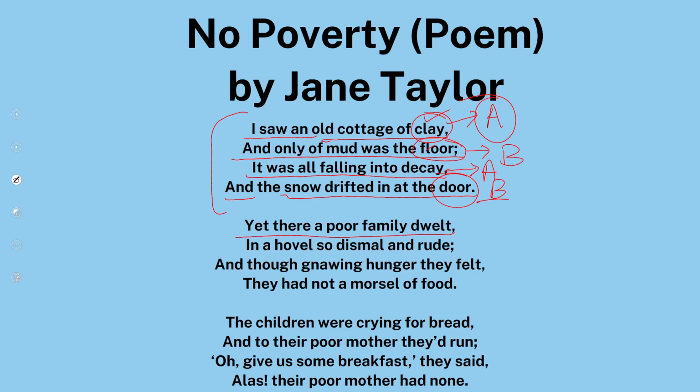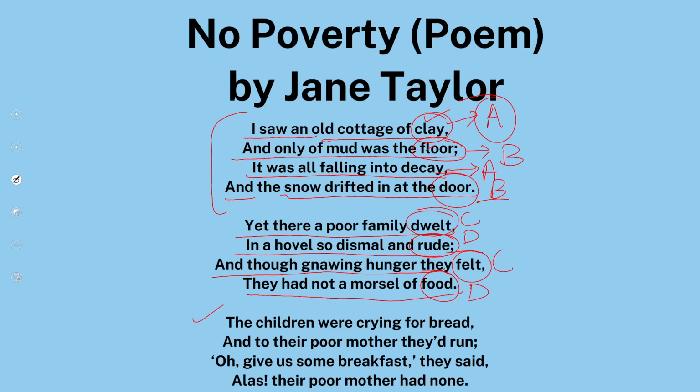Yet there a poor family dwelt in a hovel so dismal and rude. And though gnawing hunger they felt, they had not a morsel of food. Now, dwelt and felt. This is a new rhyming scheme. This is a new sound and they will be called C. Okay. In a hovel so dismal and rude, they had not a morsel of food. Rude and food, they are rhyming. They are sounding the same, ending with the same kind of sound. We will call it D and D. All right.